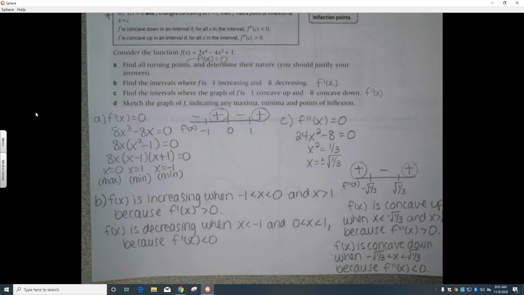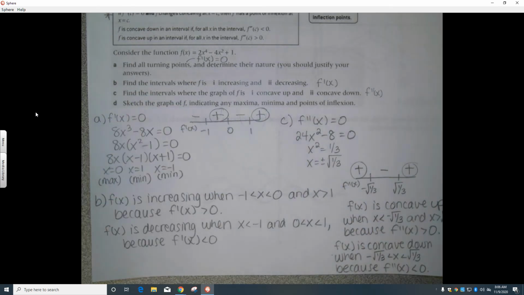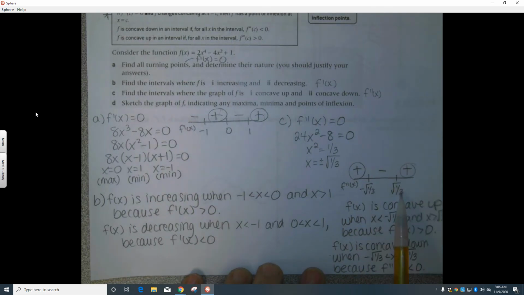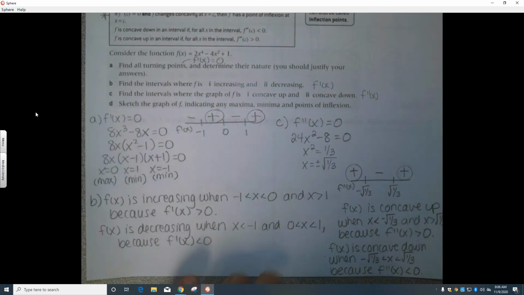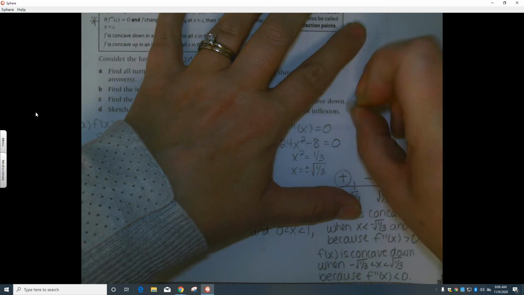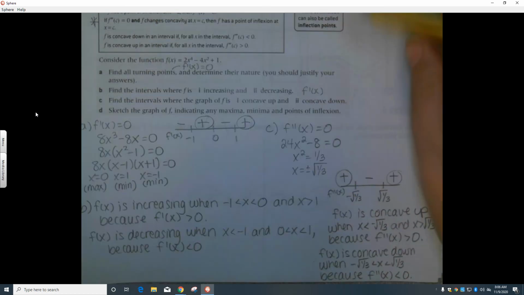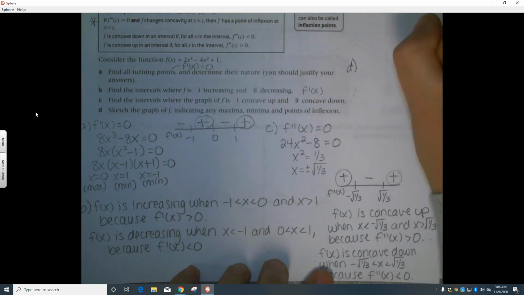And so the last thing we need to do here is sketch the graph, including any maxes, mins, or points of inflection. So here are my points of inflection, and here are all of my maxes and mins. We're just going to do a sketch. I'm going to erase this so I've got some room. I'm going to do my sketch right up here.